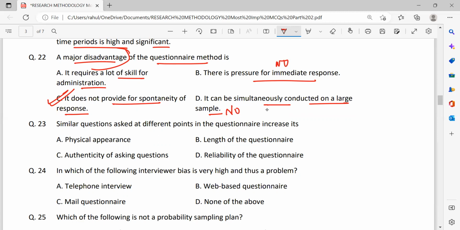Question number 23. Similar questions asked at different points in the questionnaire increase what? It increases the reliability of the questionnaire, right?